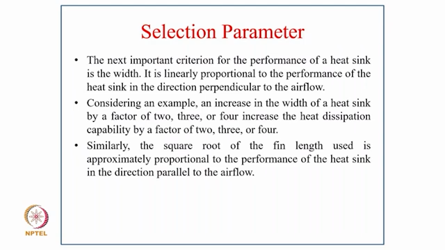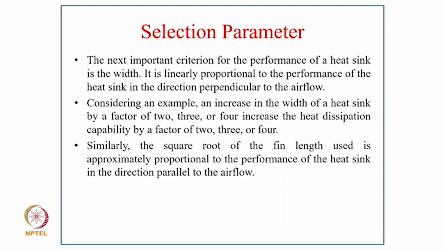The next important criterion for the performance of a heat sink is the width. It is linearly proportional to the performance of the heat sink in the direction perpendicular to the airflow. So, for example, an increase in the width of the heat sink by a factor of 2, 3 or 4 increases the heat dissipation capability by a factor of 2, 3 or 4.